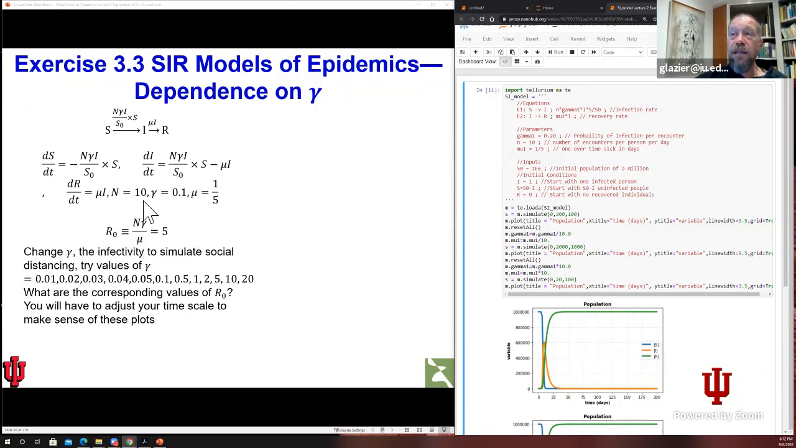I picked N is 10, mu is 1/5. So 10 divided by 1/5 is 5 times 10. So mu N over gamma is 50. So R naught is 50 times whatever value of gamma you choose. So 0.01 times 50 would be 0.5. 0.02 times 50 would be 1. 0.04 times 50 would be 2.